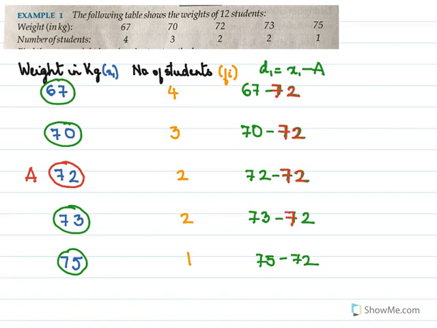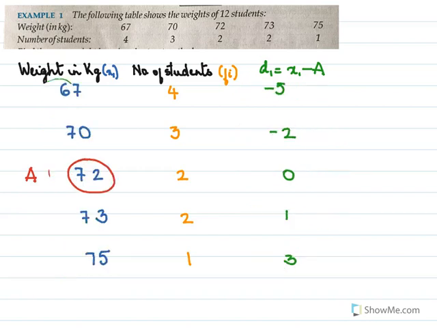72 was the mean that you had assumed, the A. Each reading is subtracted from 72. And on this subtraction, here you will get minus 5. Here you will get minus 2. Here 0. Then you get 1. And here you get 3. So these readings are important. So now you've got your di.